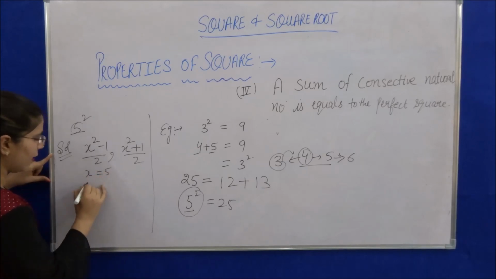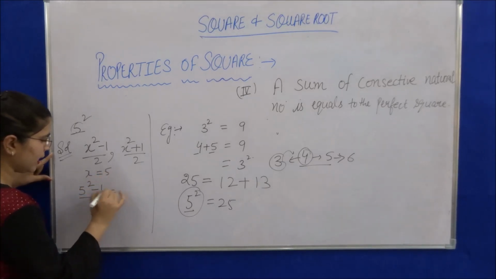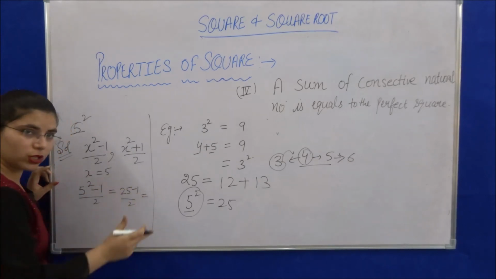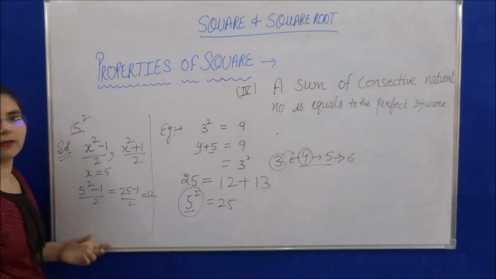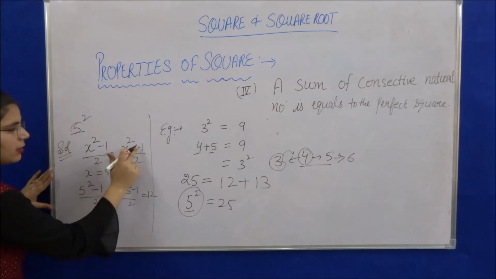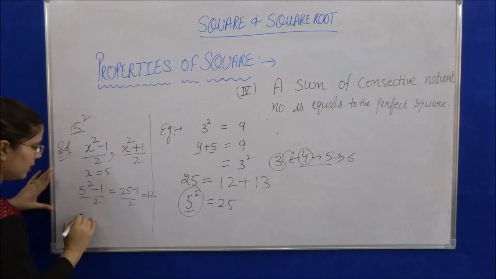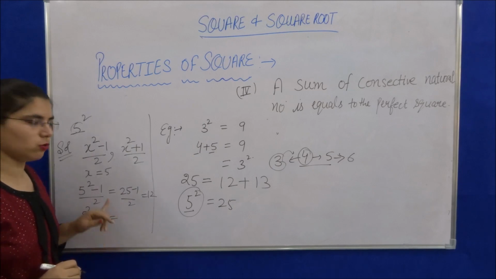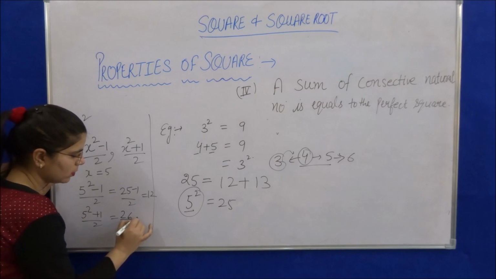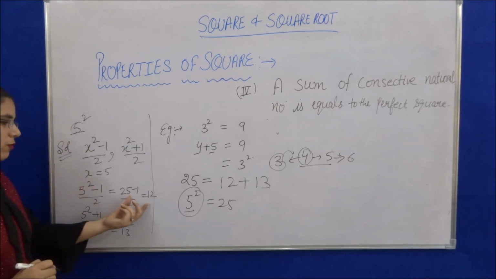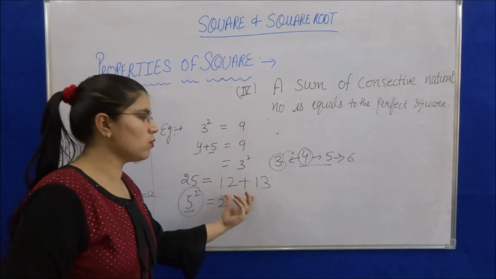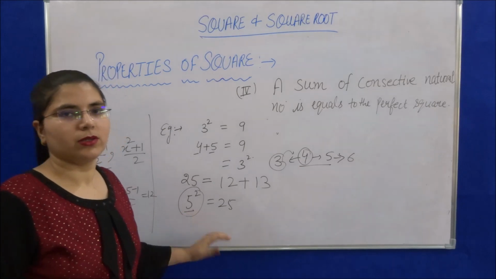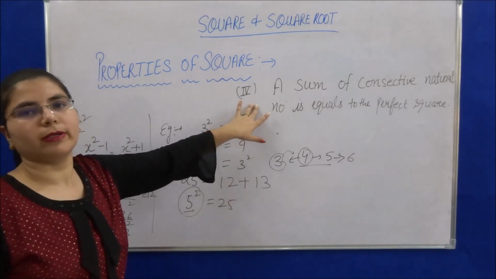So we will have 5 square minus 1 upon 2. That is 5 square is 25. So 25 minus 1 upon 2 is 24 upon 2, that will be equal to 12. Now the second number is x square plus 1 upon 2. So 5 square plus 1 upon 2, that is 25 plus 1, 26, 26 upon 2, that is equal to 13. So our numbers are 12 and 13. So the sum of these two consecutive natural numbers can be expressed as a perfect square. So this explains our fourth property.